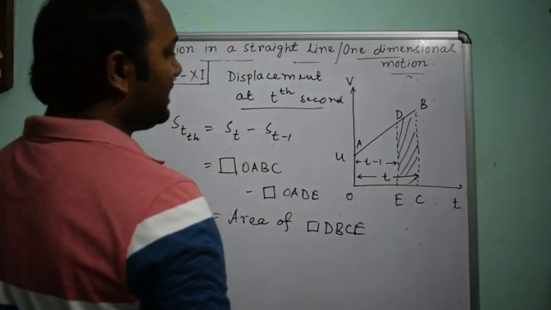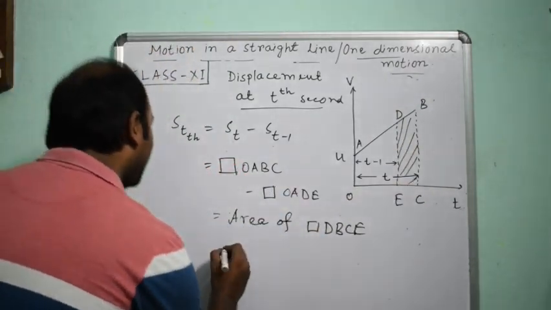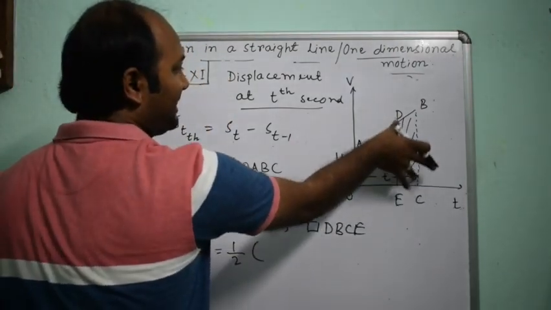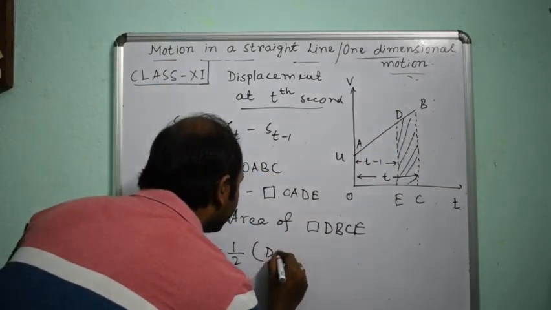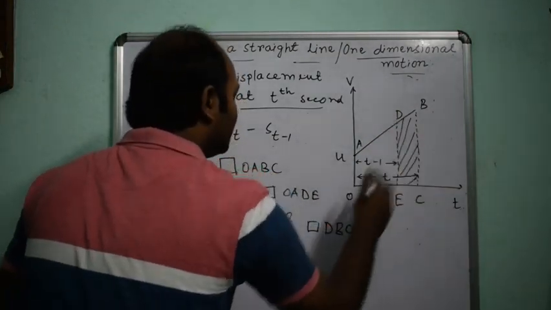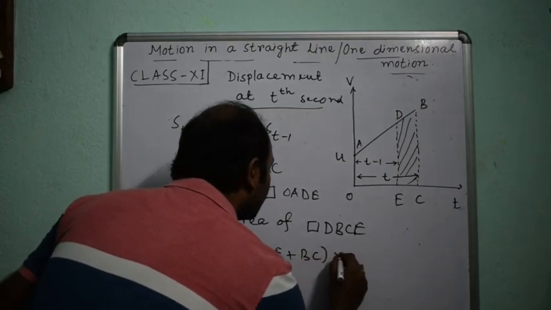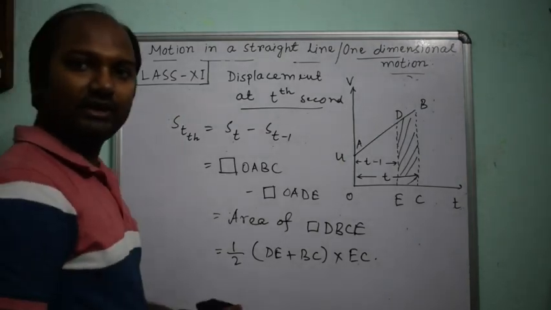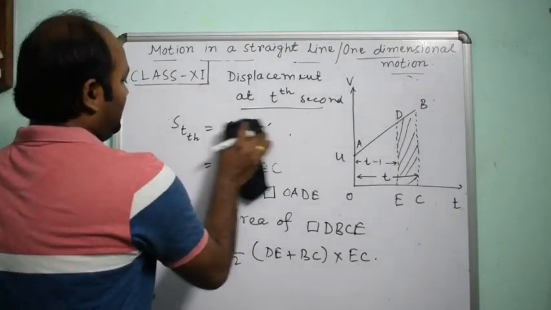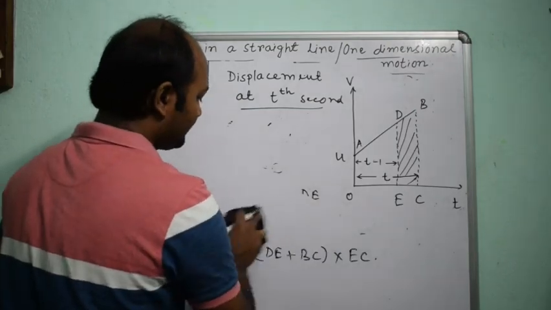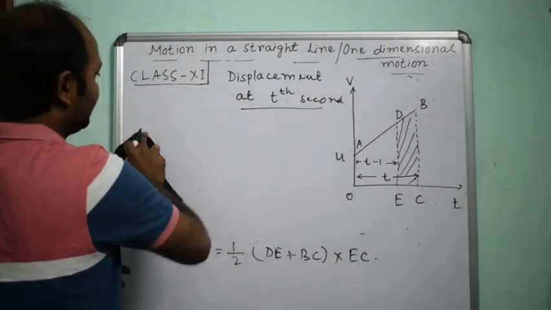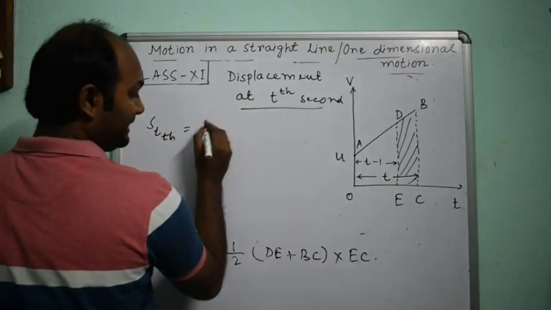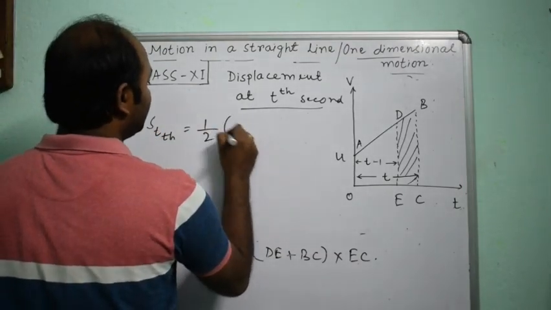Then how to find this area? It is also a trapezium. Half into sum of the parallel lines, means DE plus BC, into height, means EC. Okay. So we got S_tth. Area of this one means half into DE.